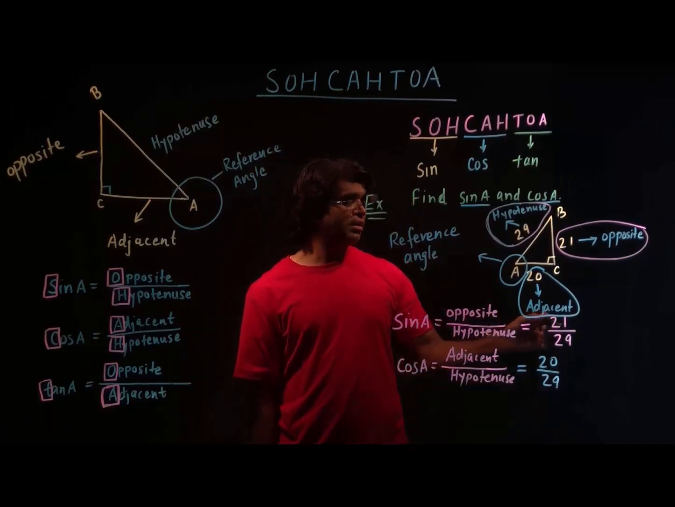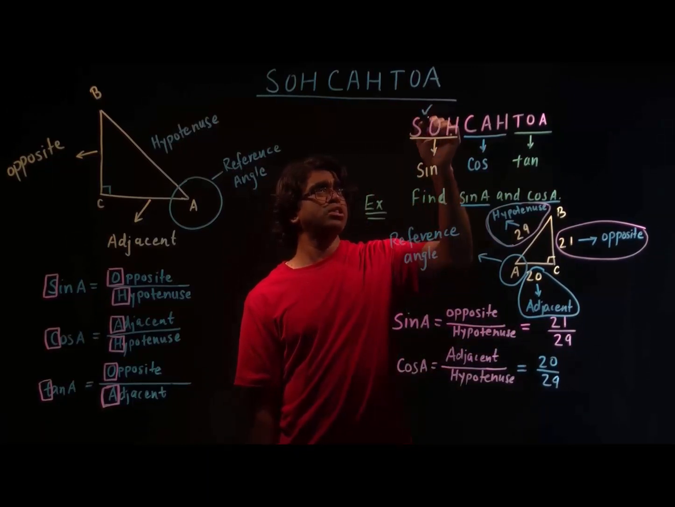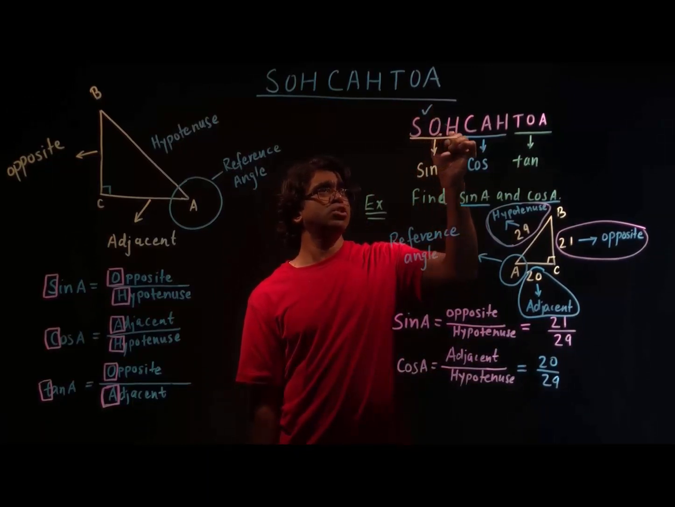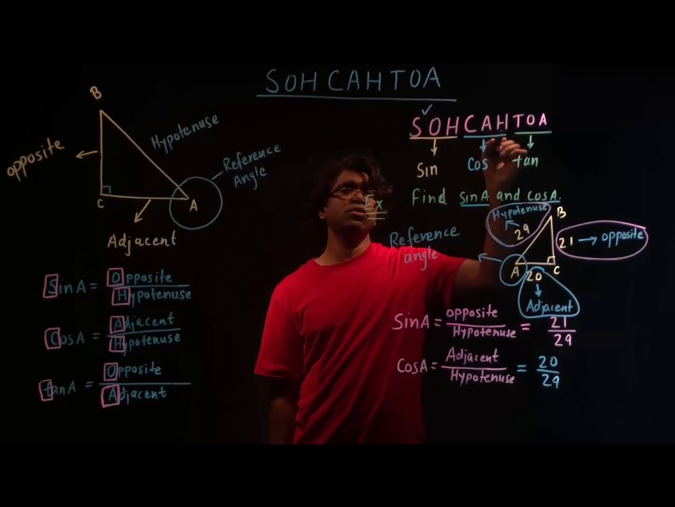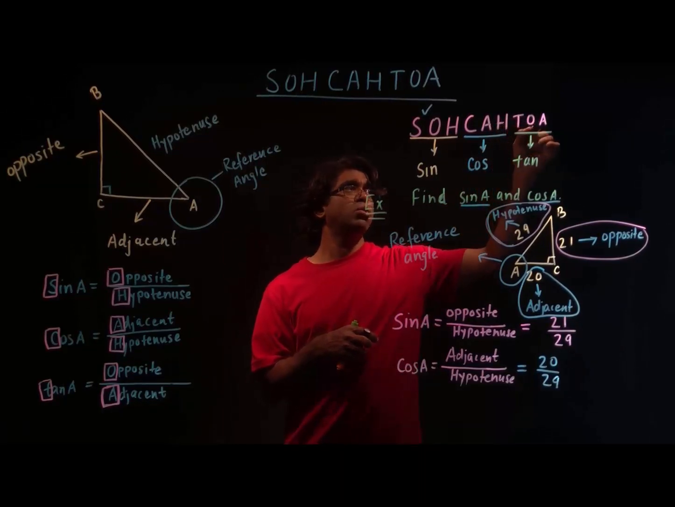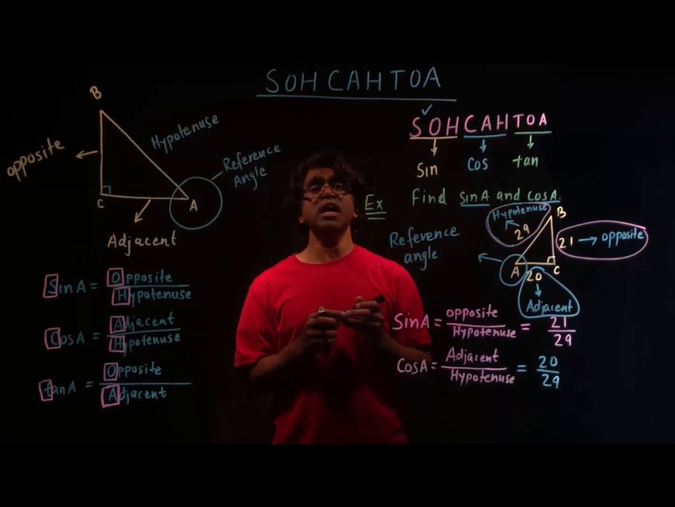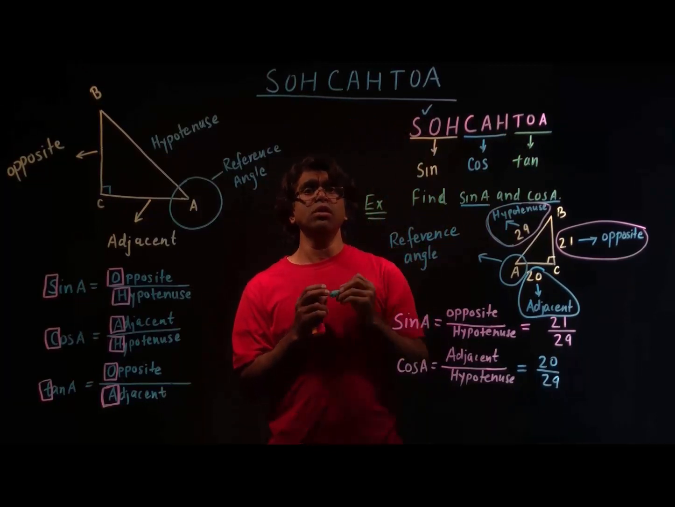And how did we get sine and cosine? We used the rule SOH CAH TOA: sine is opposite over hypotenuse, cosine is adjacent over hypotenuse, and we can also use tangent as opposite over adjacent. And this is how we will use the SOH CAH TOA rule for finding the trigonometric ratios.